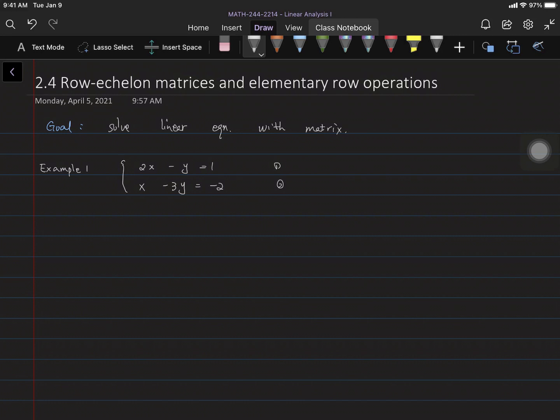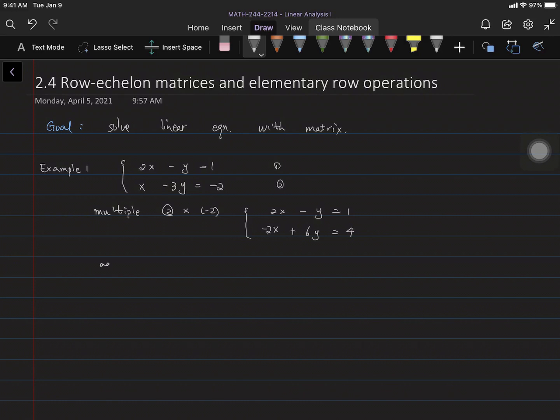Let's take a look at this one. We can multiply the second equation by, how about -2? So 2x minus y equals 1, and the second equation multiplied by -2 gives -2x plus 6y equals, -2 times -2, so it should be positive 4, right? Why do we multiply by -2? Because we want to add the two equations together. If we just multiply by 2, we can subtract the two equations. Same thing, but we want to do addition.